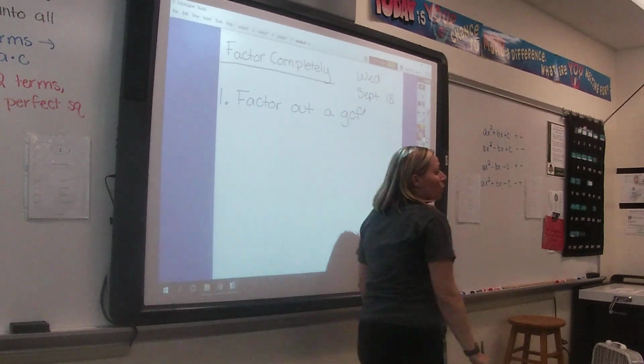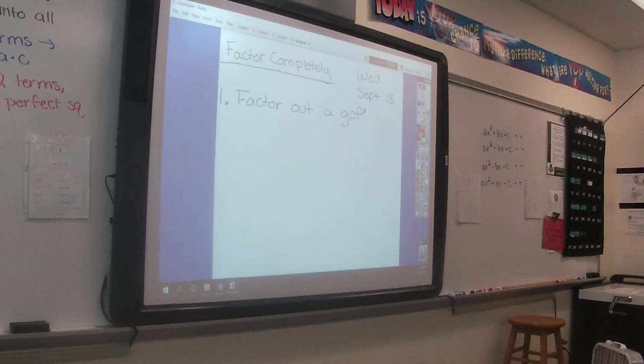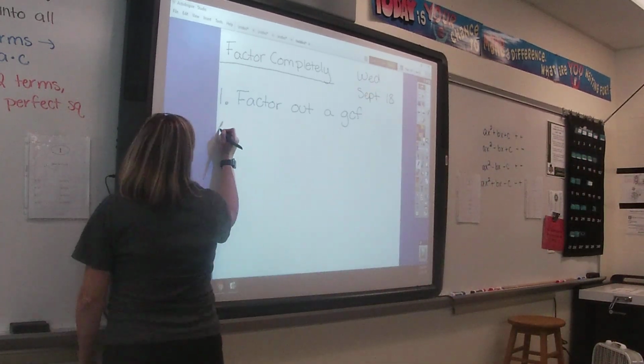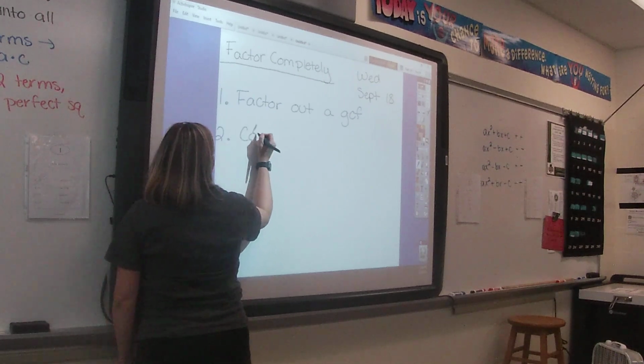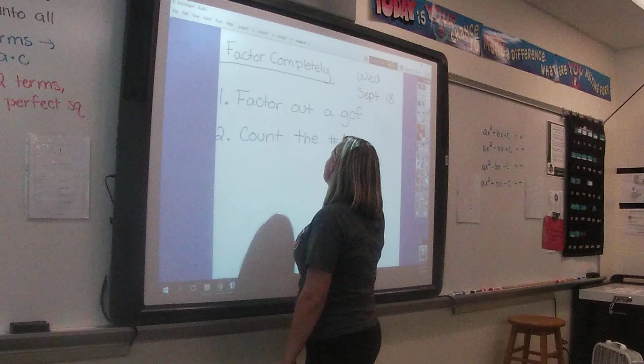The first thing that we are going to look for every single time is to see if there is a GCF. So we are given a problem and we are asked to factor it. Our first goal is going to be to see if we can find out a GCF. If there's not a GCF, we skip it. If there is a GCF, we are going to factor it out. Okay, our second step is going to be to count the number of terms.